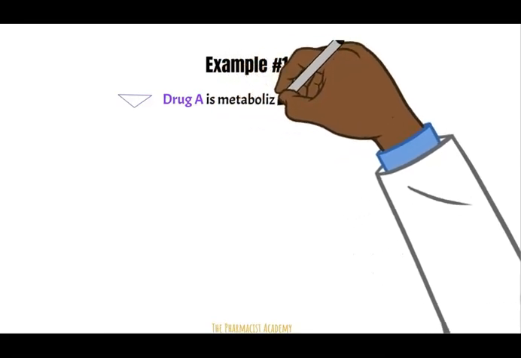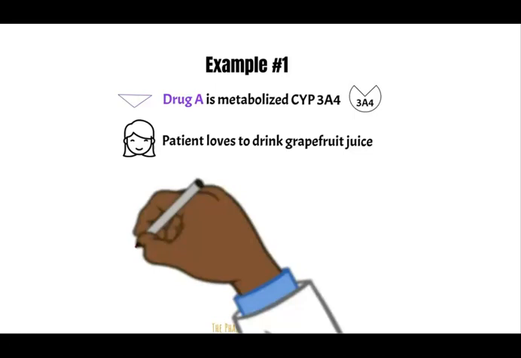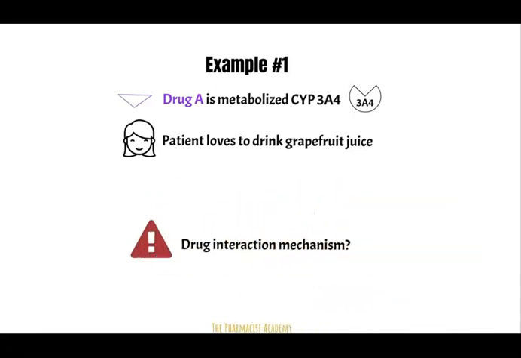So drug A is metabolized by the CYP3A4 enzyme. And we have a patient who's on drug A and loves to drink grapefruit juice. So the mechanism is simple, right? Grapefruit juice is an inhibitor of CYP3A4. So in this case, it will decrease the metabolism of drug A and increase its levels.